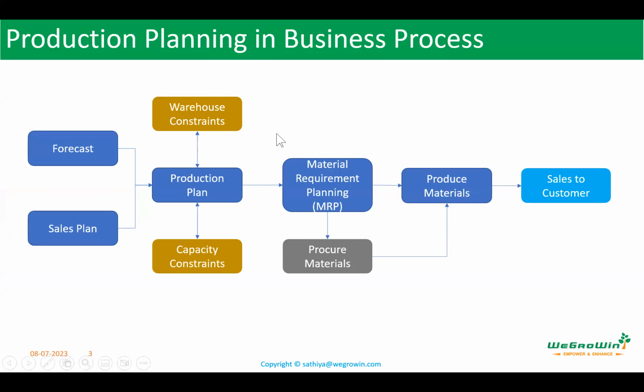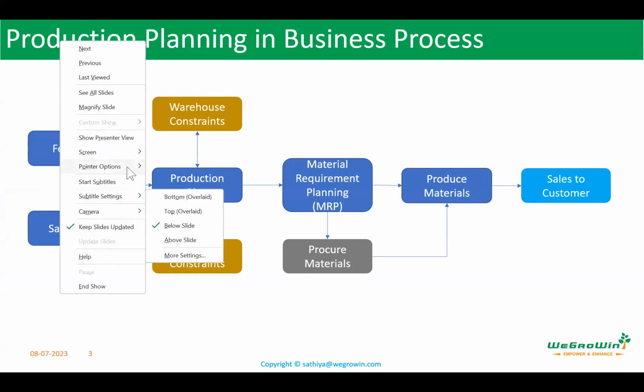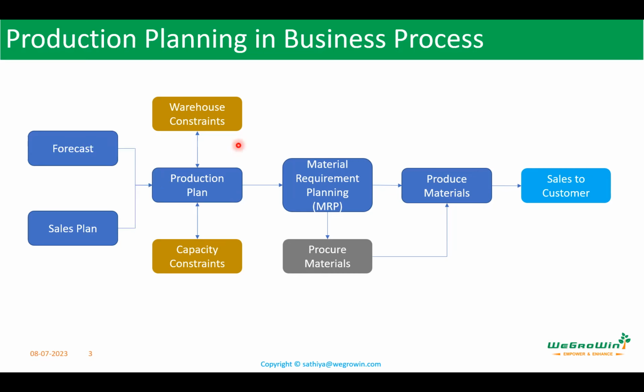The input for the planning process is coming from the forecast and the sales plan. The forecast and sales plan come as the input, and these are converted into a production plan considering the constraints coming from warehouse and capacity. That should be there, right? Because you can have a plan. That's what I just now explained, no?